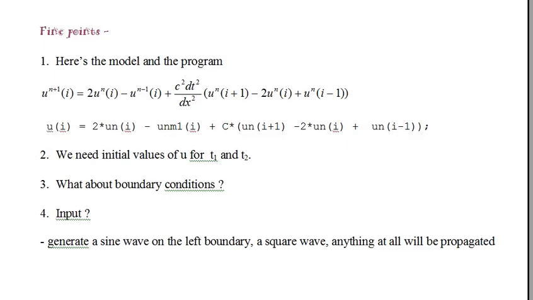Since the time derivative was second order, to calculate the values of u superscript n plus 1, that is at time t n plus 1, we need the values of u for time t n and t n minus 1. So we need to initialize the values of u for t1 and t2. Then we can compute the values for t3 and beyond. This is no problem because we will initialize everything to 0.